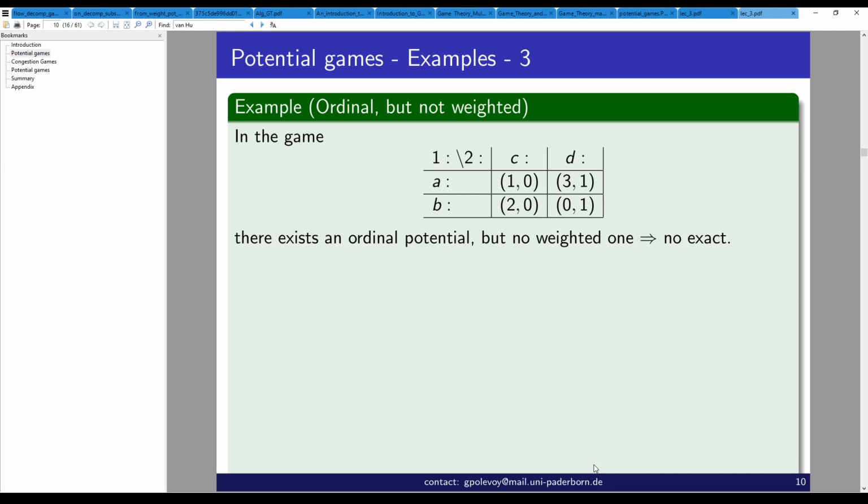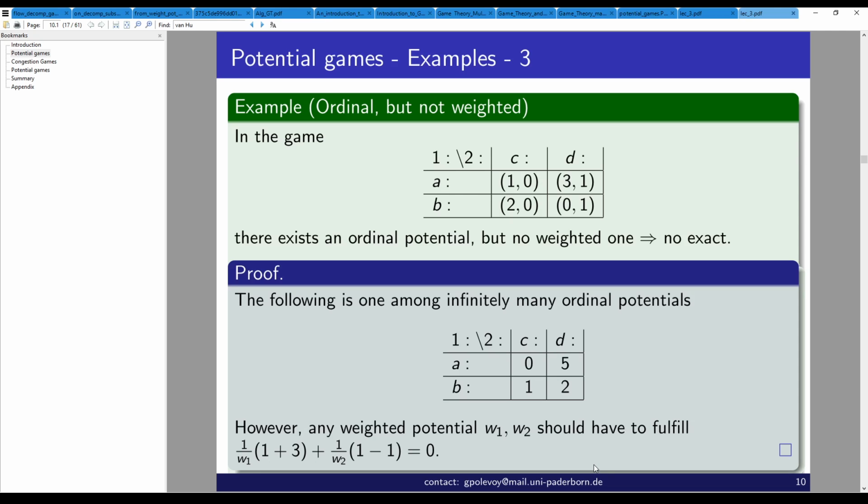Now, a game which is even closer to a potential game. It is actually now an example of an ordinal game, so it admits an ordinal potential, but it's not a weighted potential game. Why? And of course, when I say it's not weighted, it immediately implies it's definitely not exact, because exact implies weighted and so on. Now, among the infinitely many ordinal potentials, one that we can check is this one depicted here.